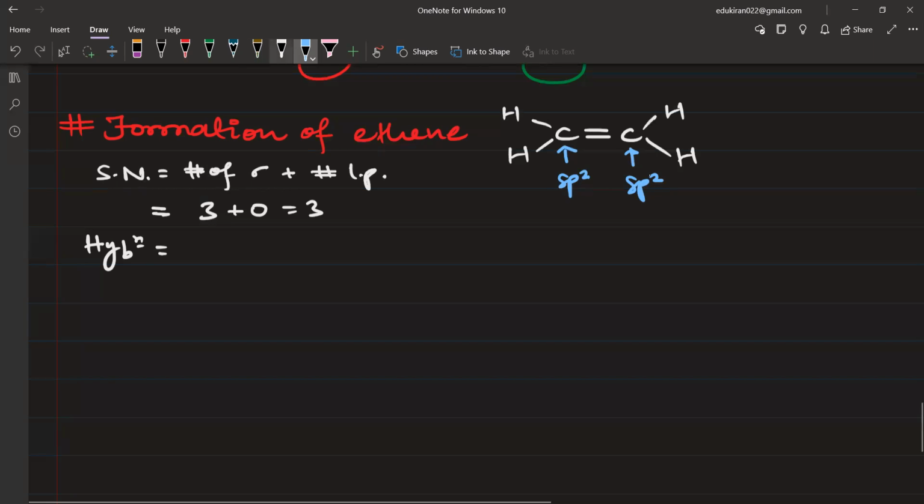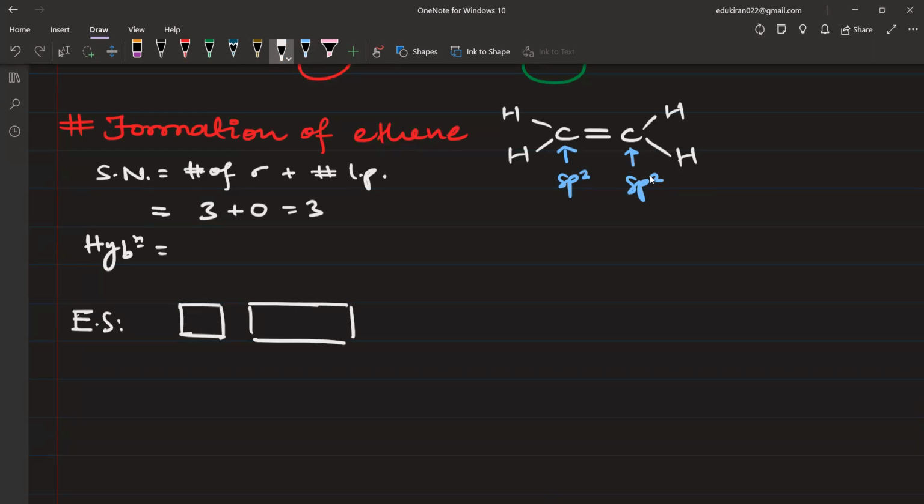Okay. Now I'm going to directly make the excited state. So if you remember the excited state of carbon, it has the 2s and the 2p. And all of them are going to have one electron each.